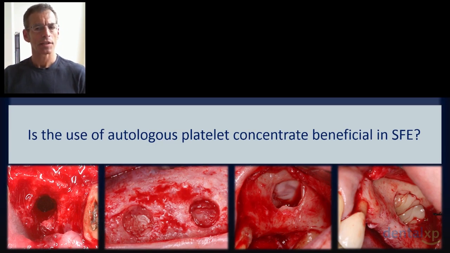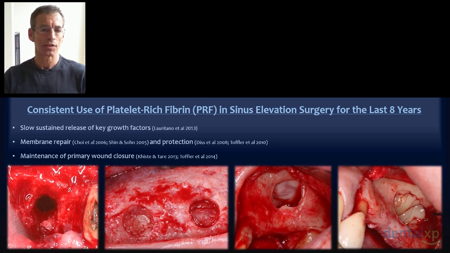Is the use of autologous platelet concentrate beneficial in sinus floor elevation? Well, there is literature to show that it is both beneficial and not beneficial, but I have consistently used platelet-rich fibrin in sinus elevation surgery for the last 8 years, and that's because of its slow, sustained release of key growth factors, for its use in membrane repair and protection, and certainly for its maintenance of primary wound closure.